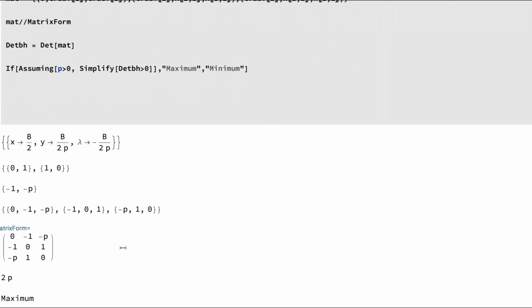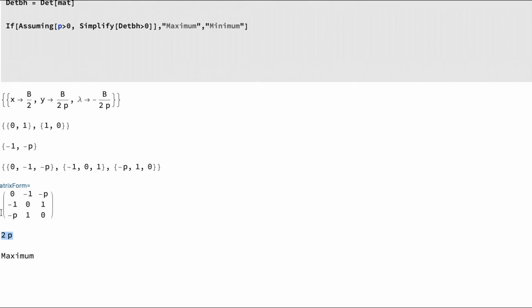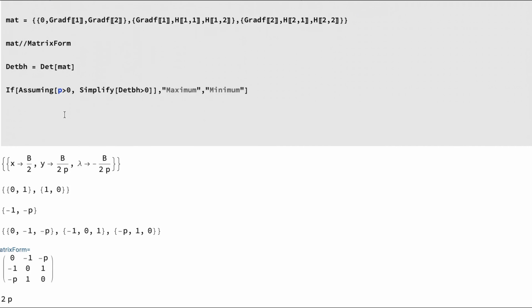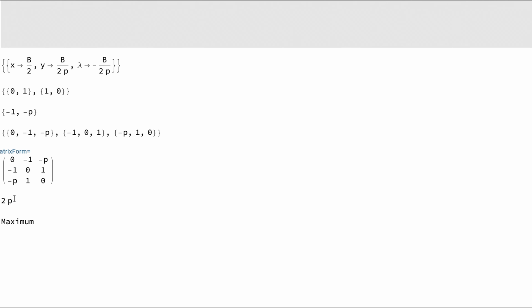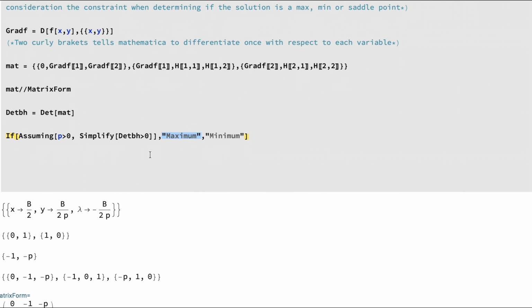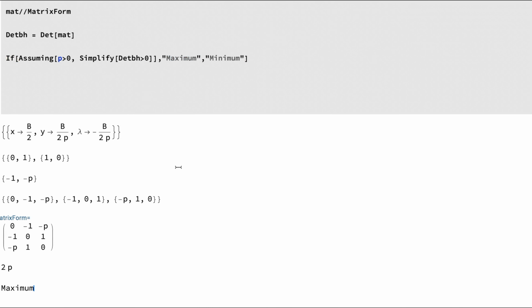So if we now press shift enter, we get the determinant as 2p, and because it's 2p, when p is greater than 0, for example 2, 4, 6, it's always going to be greater than 0, hence why the If statement churned out maximum here.